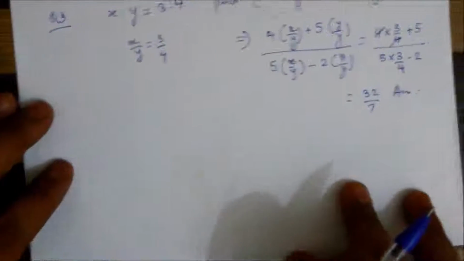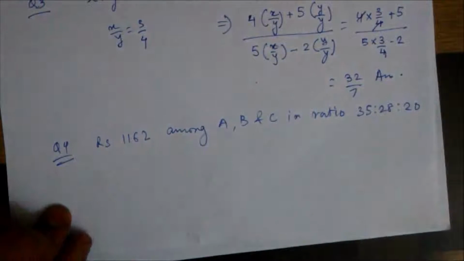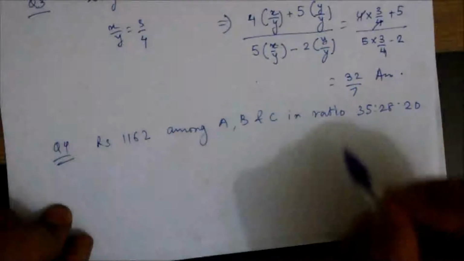Now one more very basic and very common question that we all have in quantitative aptitude, that is dividing a certain sum of money among 2 or 3 people. So let's see a simple question on that. We need to divide rupees 1162 among A, B and C in the ratio 35, 28, 20. So in this type of question, we just need to focus on this ratio.